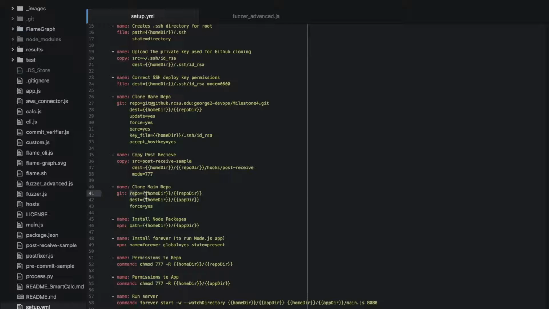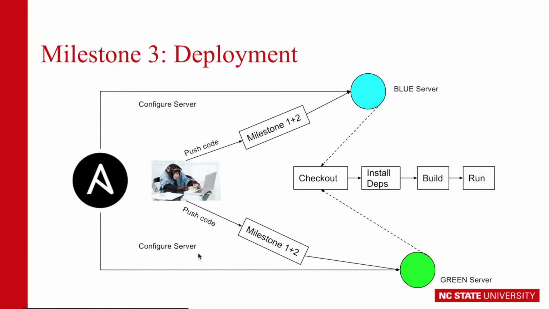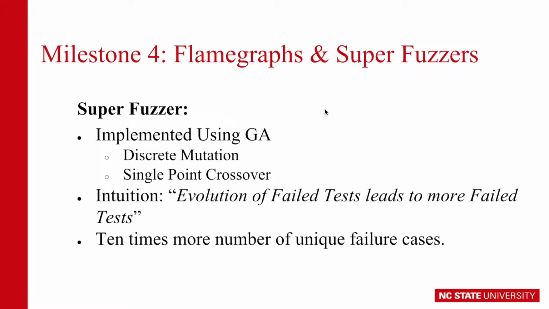This script ensures that cloning is done properly, the packages are installed, and the application is run using forever. That means any change that occurs triggers a restart of the application, ensuring that the app keeps running all the time. This is all about milestone 2 and milestone 3. Milestone 3 further includes components from milestone 1 and 2 to ensure that there is continuity in the entire process. In milestone 4, we explore flame graphs and superfuzzers.